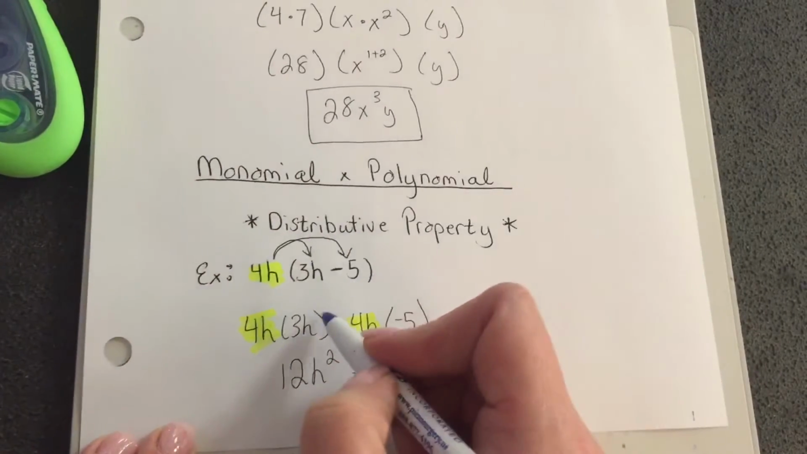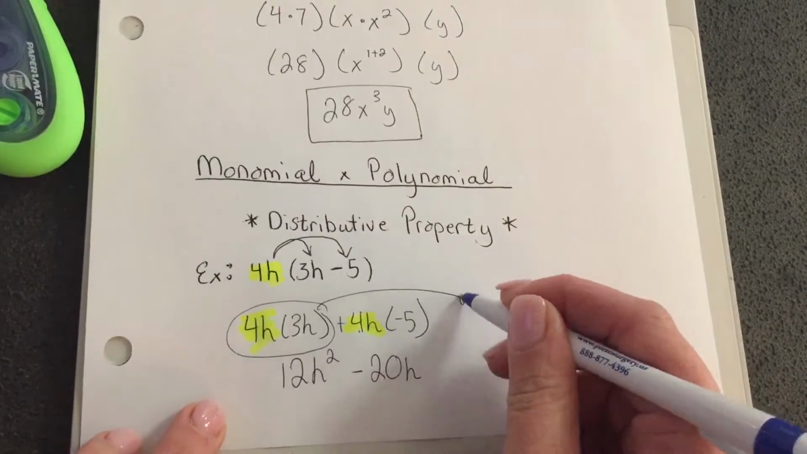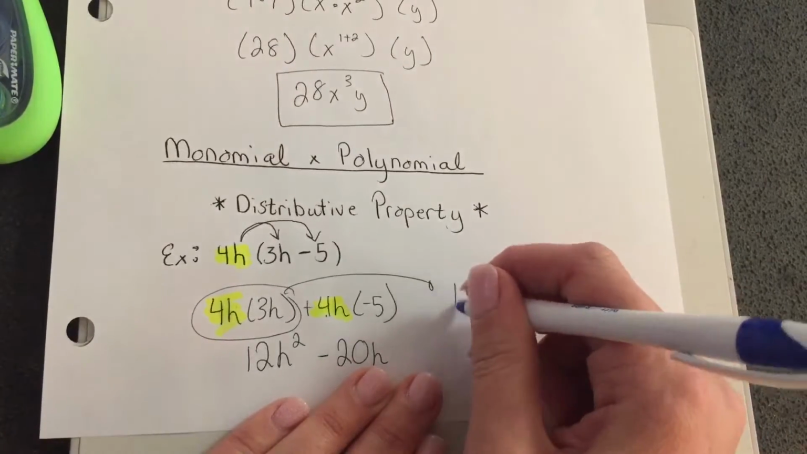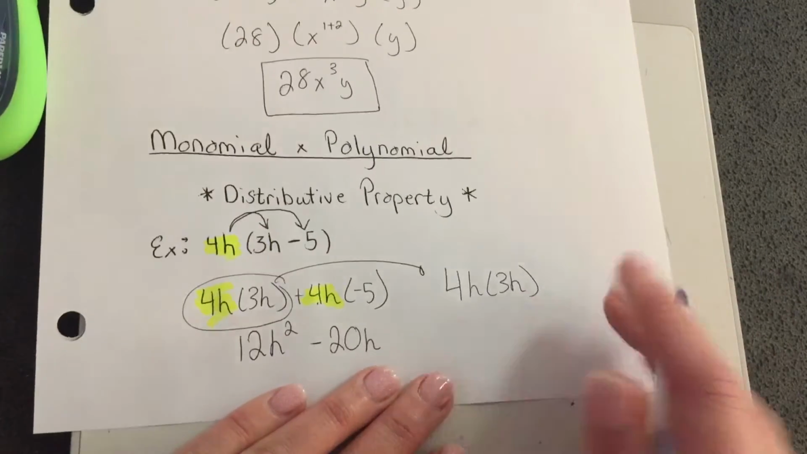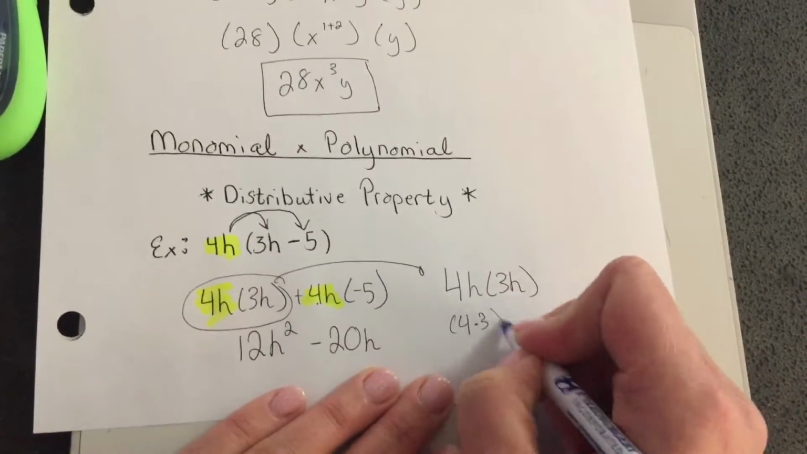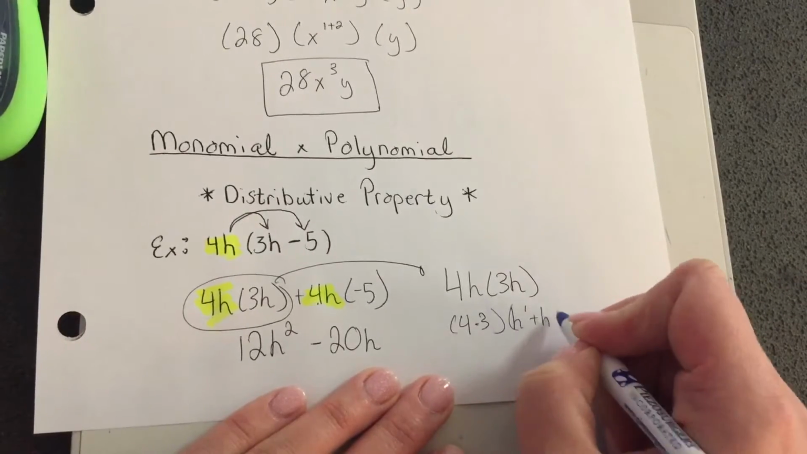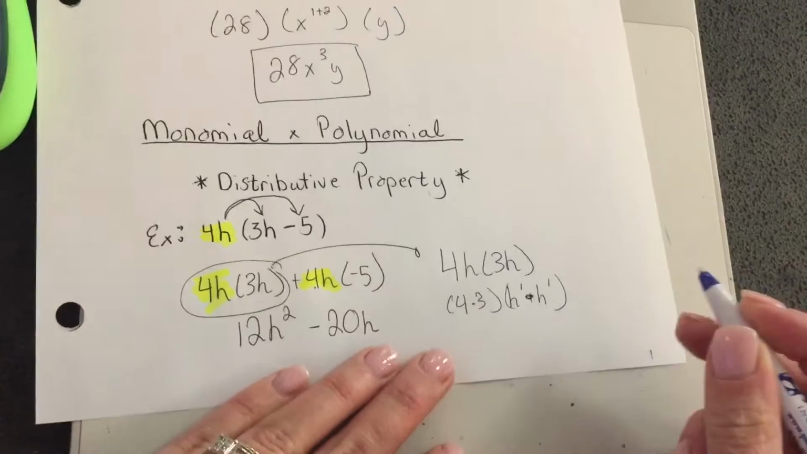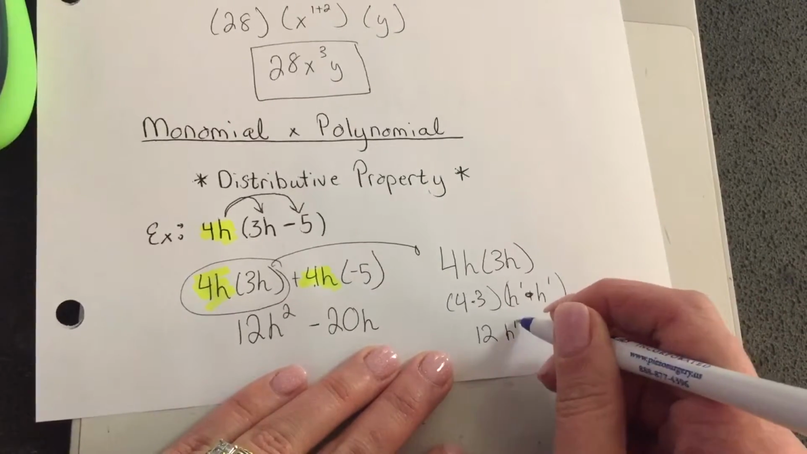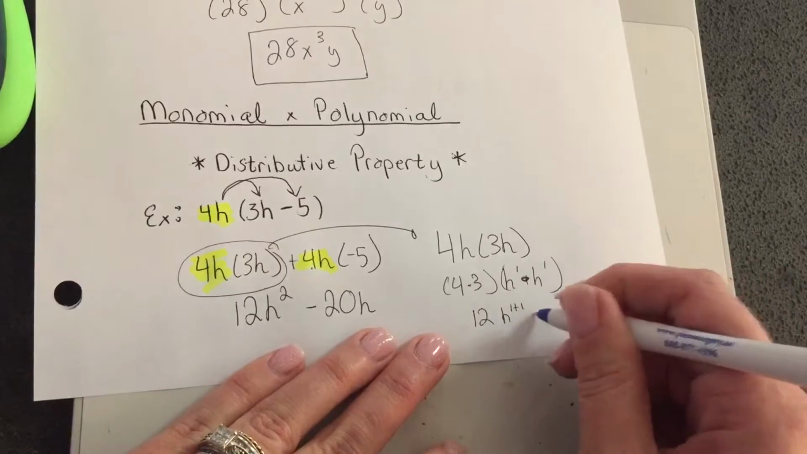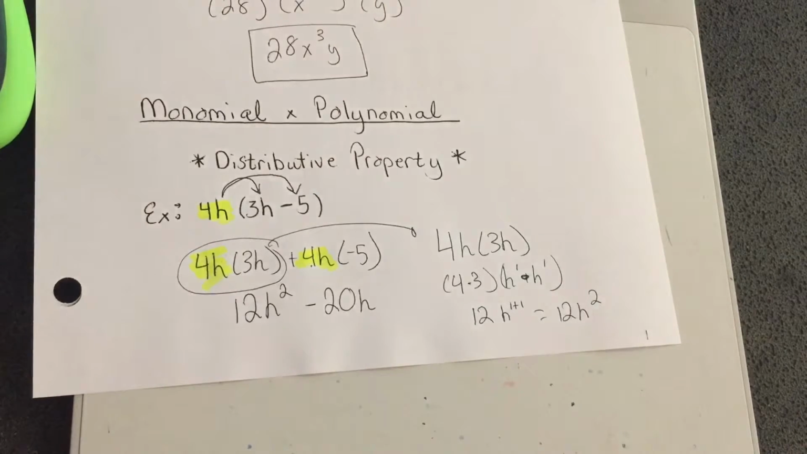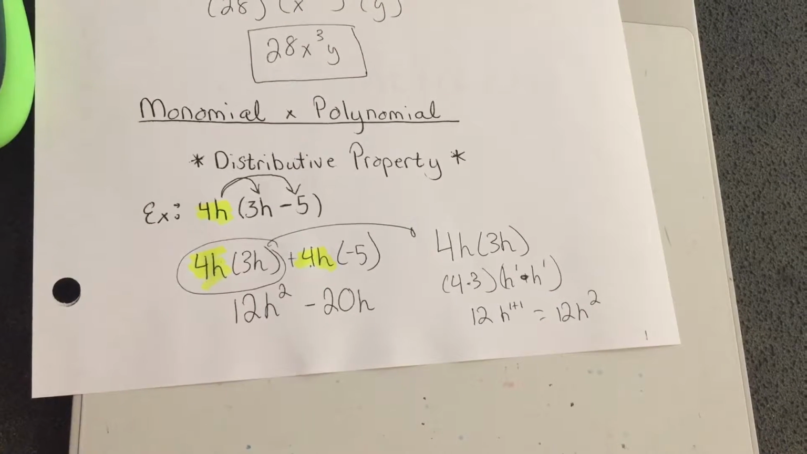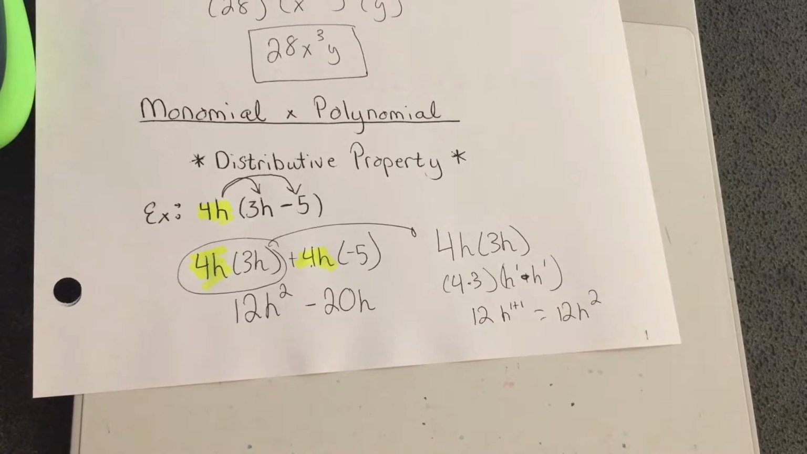So I'm going to write this one out to the side to explain it better, why it is h squared. So you have 4h times 3h, which you would have 4 times 3 and h to the 1 power times h to the 1 power. So you have 12h to the 1 plus 1, which gives you 12h squared. So I hope that makes a little bit more sense on how you're doing that. So you're really using the exponent rules while you're distributing.